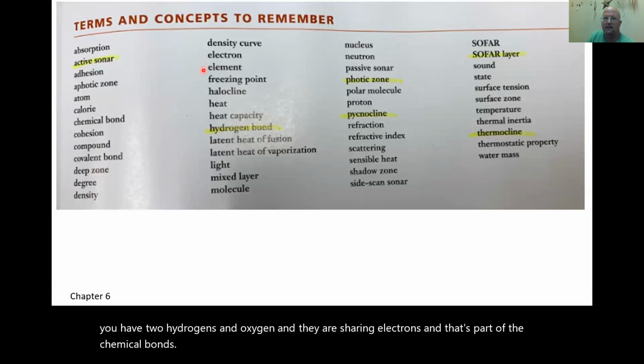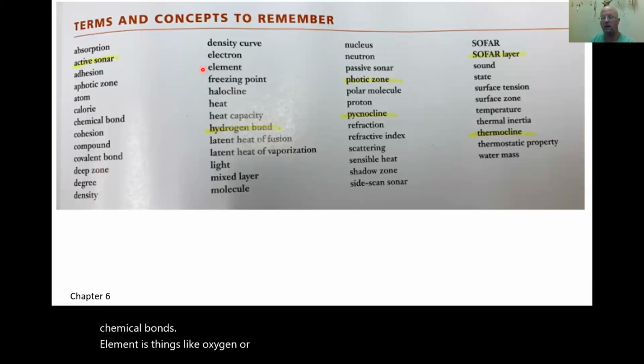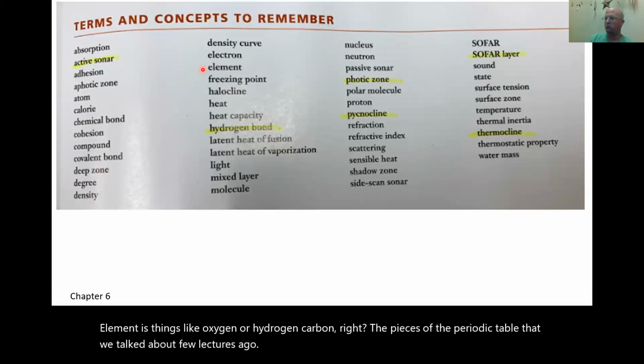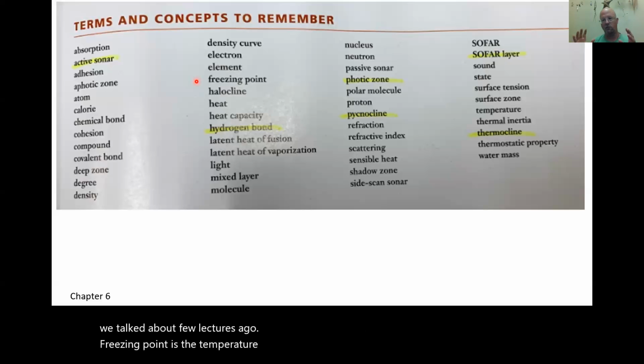Element is things like oxygen or hydrogen, carbon, right? The pieces of the periodic table that we talked about a few lectures ago. Freezing point is the temperature at which things go from a liquid to a solid. And for water, that temperature is 0 degrees C.